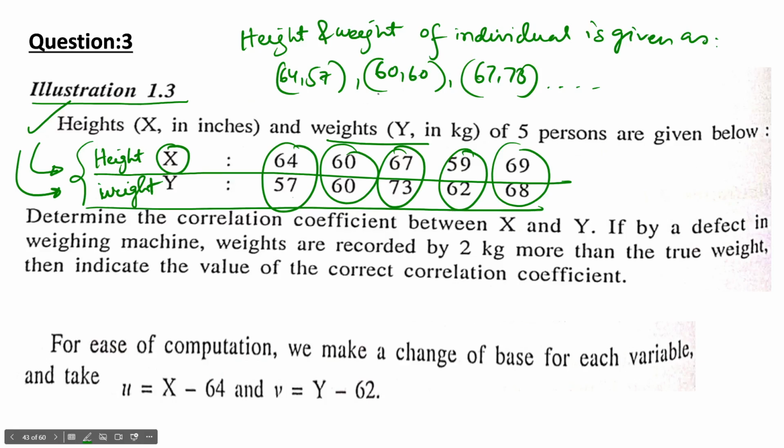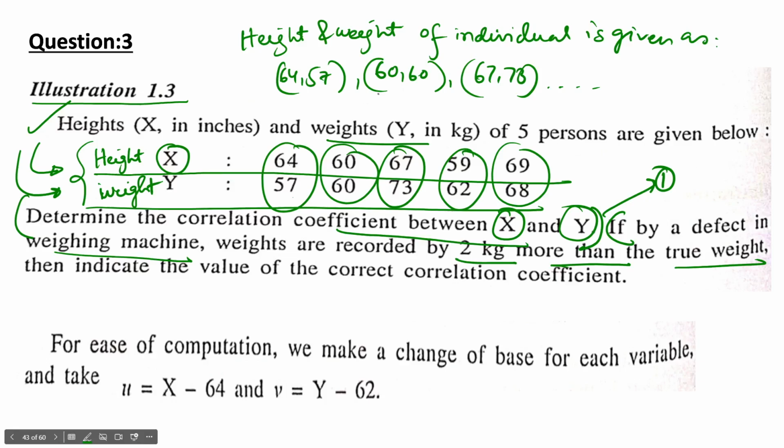So you have to determine the correlation coefficient between x and y. Now, if by a defect in the weighing machine, that is a different question, but this is the first question: determining the correlation coefficient of x and y. The second question is, if by a defect in the weighing machine, weights are recorded 2 kg more than the true value.